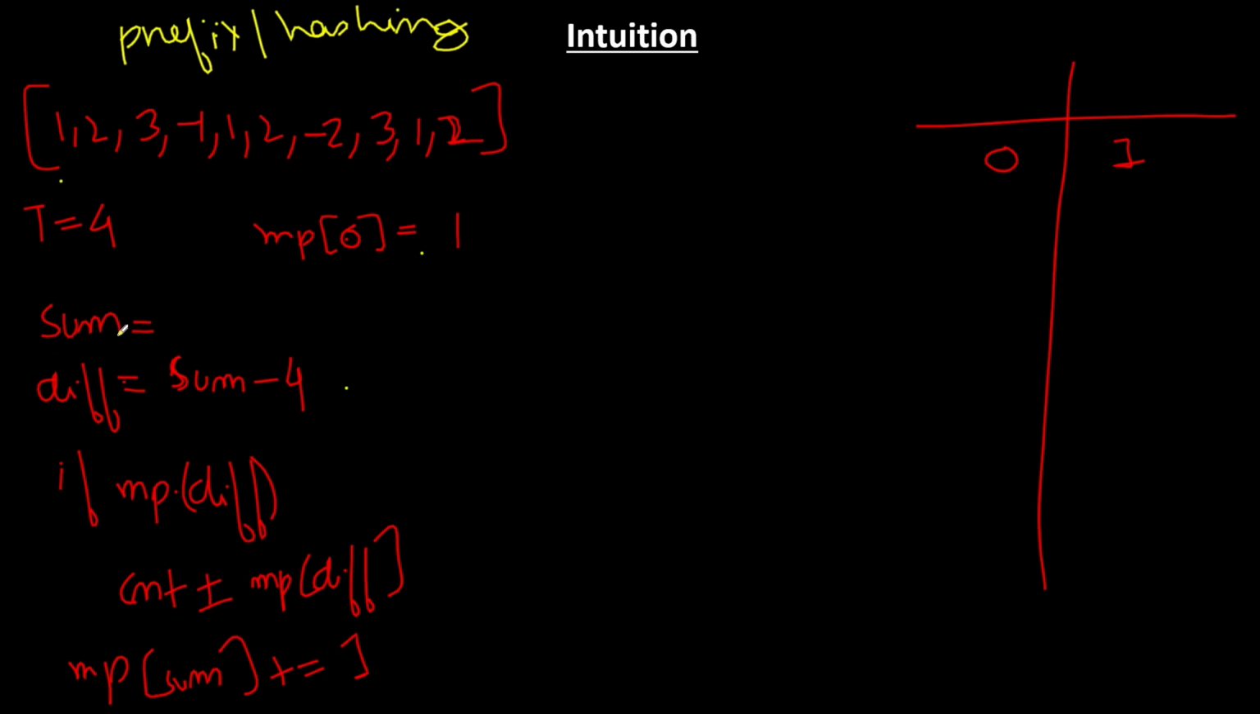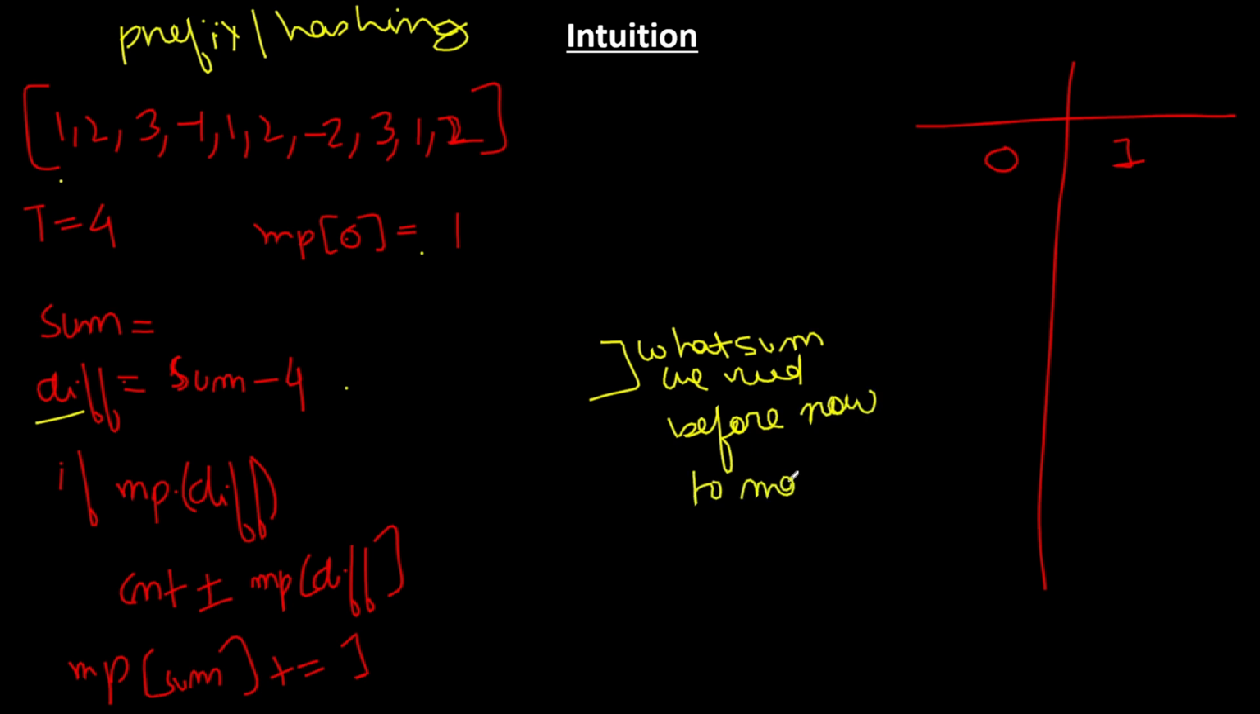Okay, this is the current sum. This takes the difference. And the meaning of this difference is basically what sum we need before now to make the current subarray sum equals to k. Fine. This is what this particular difference value means. Now we will move ahead, and as we proceed, you will automatically get what we are trying to do here.